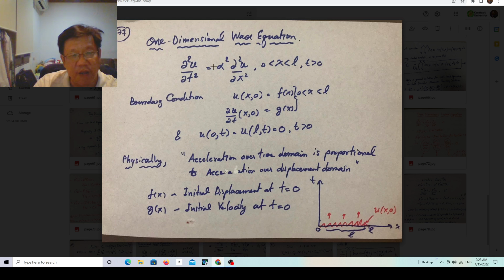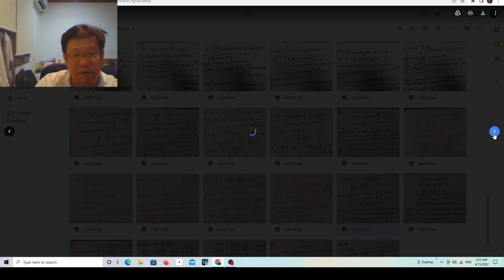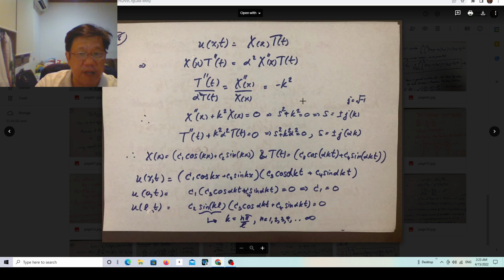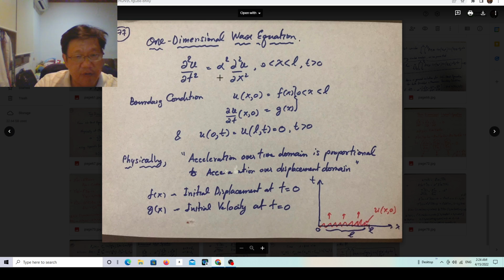You can see that the equation is very similar to the heat equation, except that in the heat equation the left hand side is only a first order term. So the analysis is just directly straightforward, just like what we did for the heat equation. u of x, t is written as the product of two separable functions, capital X and capital T, and when you apply this to the equation that you are interested in, you get this.